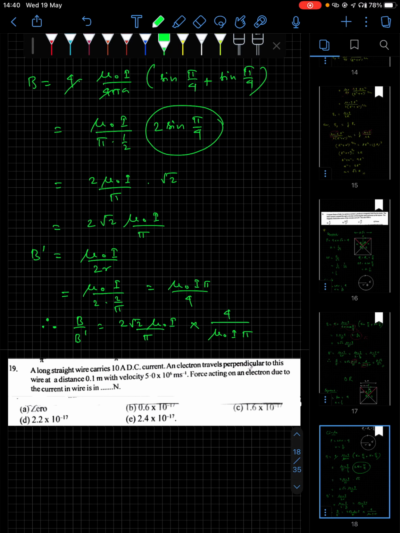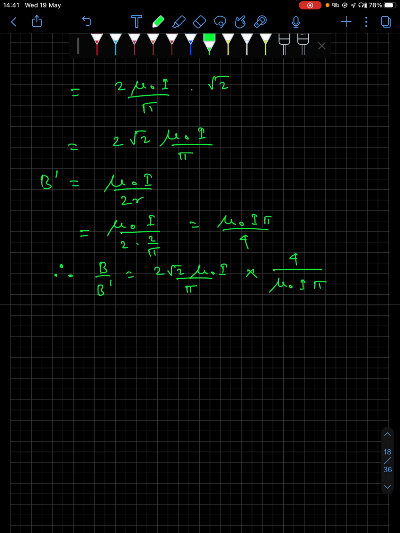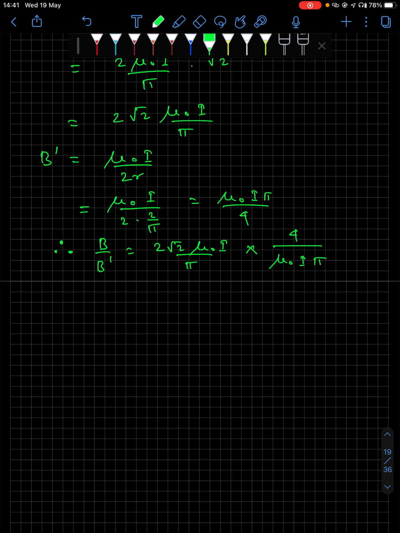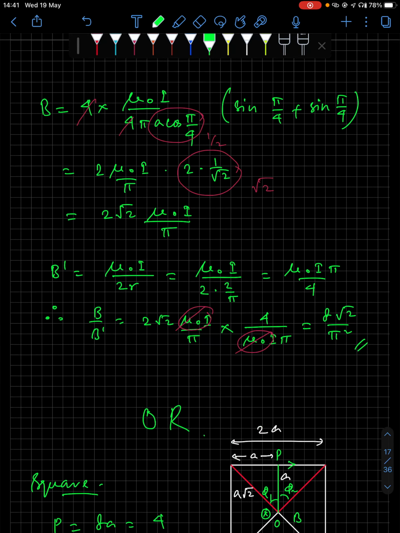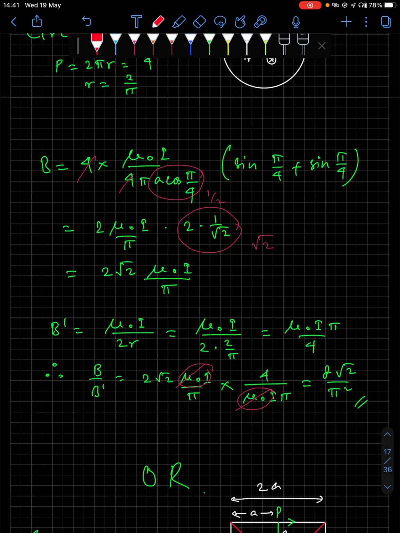Okay, now mu naught I cancels, mu naught I cancels, therefore you get 8 root 2 by pi square. Okay, whichever you like, you can proceed with that. In either situation you'll get the same result. The answer is option number B. In the PDF it was shown to be A, but I made a mistake with the perpendicular distance from the wire.